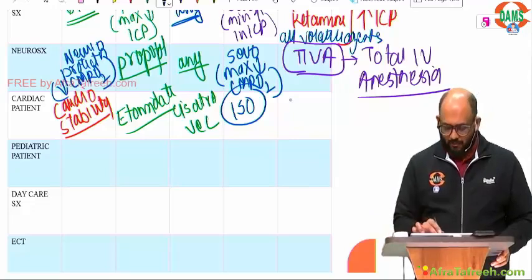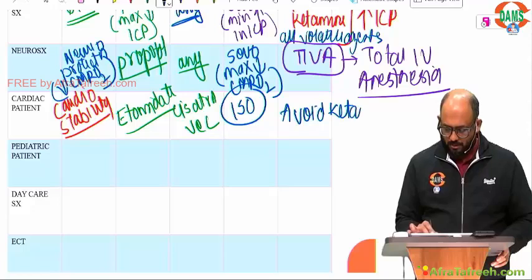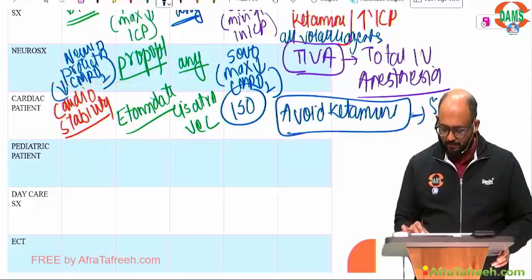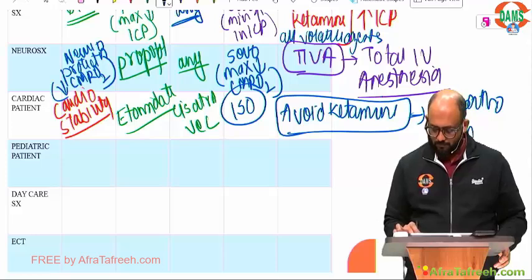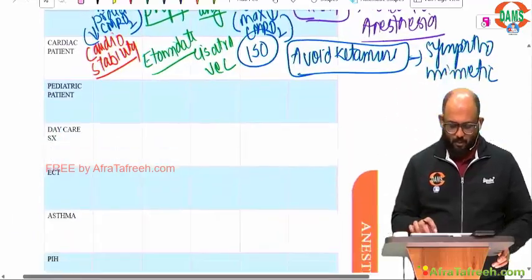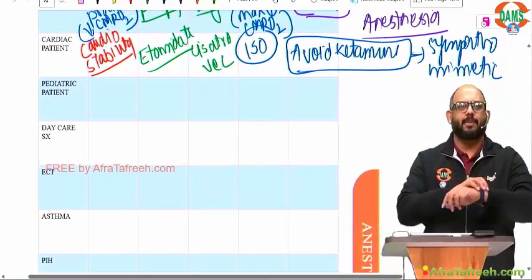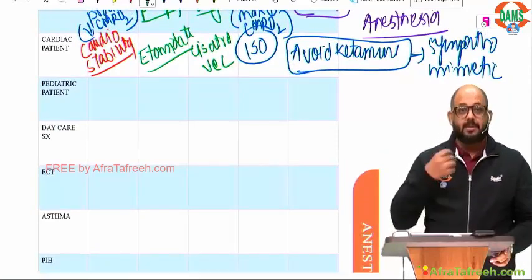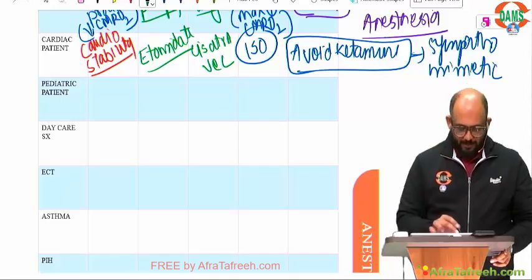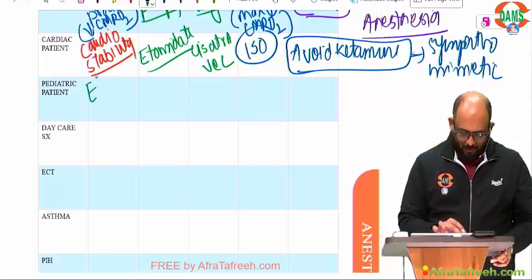Okay. Avoid ketamine in cardiac patients because it is sympathomimetic. Pediatric patient, what is the concept in a pediatric patient? Ease of administration.